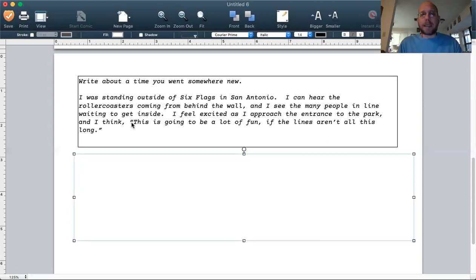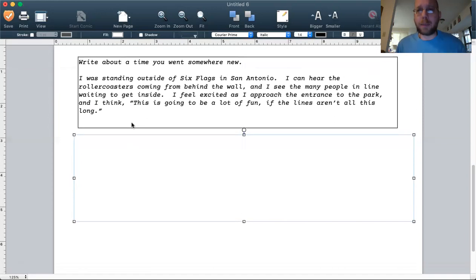I feel excited as I approach the entrance to the park, and I think this is going to be a lot of fun if the lines aren't all this long. So I've already got both the excitement, but also a little bit of the worry that a lot of us have when we go to an amusement park. Are the lines going to be long? Am I going to be waiting for hours just to get on one ride?